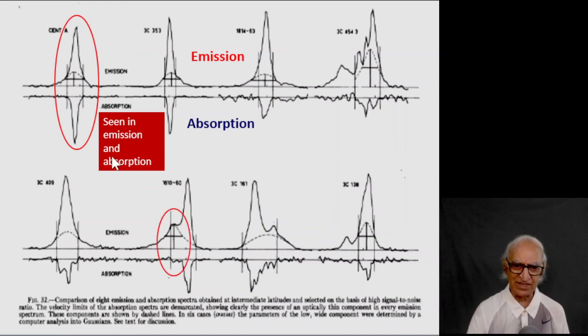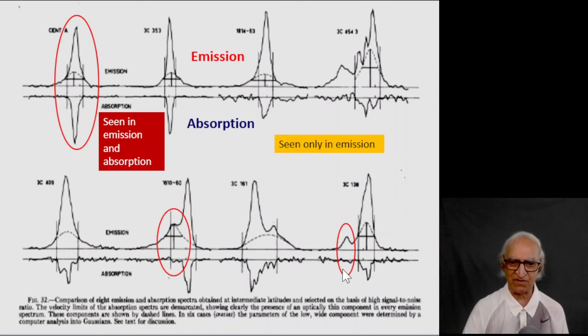Let us look at this direction. You see an emission feature here. You see an emission feature here also, but let us concentrate on the second emission feature, which is inside this red oval, or under the red oval. You notice something very strange that is seen only in emission, and you don't see any absorption. You notice that there is no absorption here. There is no absorption corresponding to that velocity.